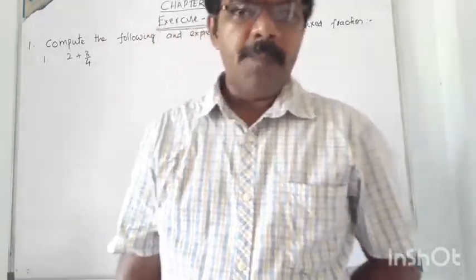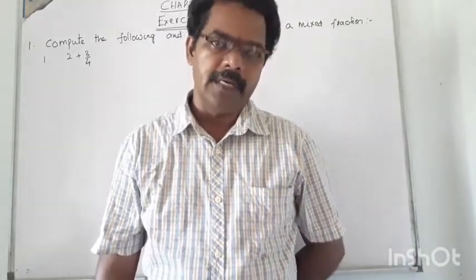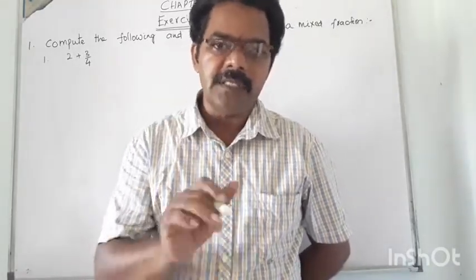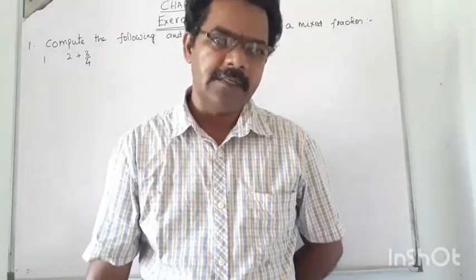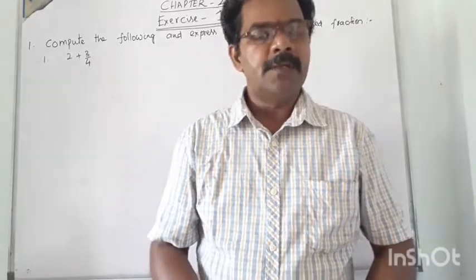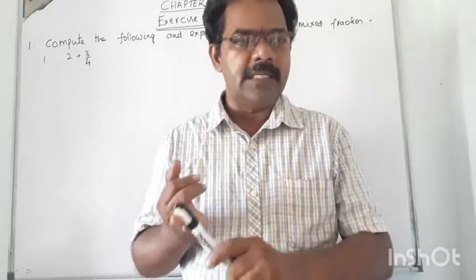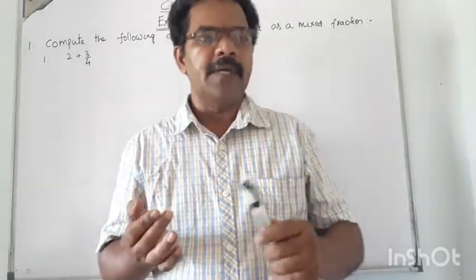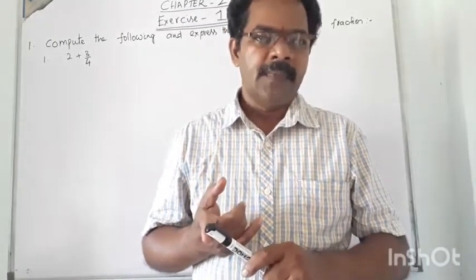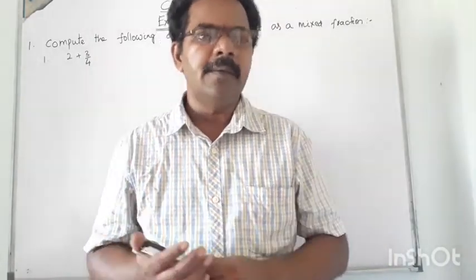Next, improper fraction. An improper fraction is nothing but a fraction whose numerator is more than the denominator. That's why we can convert this improper fraction into a mixed fraction by dividing the numerator by the denominator. So a proper fraction is always less than 1 and its numerator is less than the denominator. Coming to improper fraction, it is greater than 1 and the numerator is more than the denominator. An improper fraction can be converted into a mixed fraction.